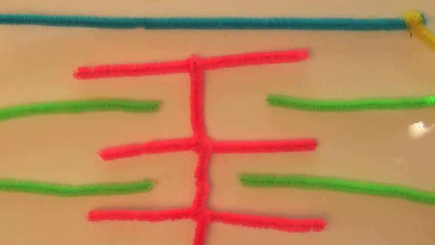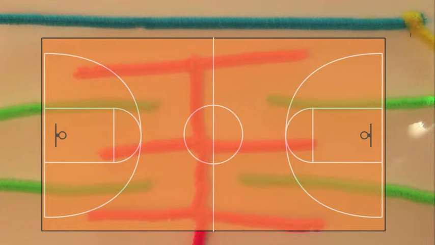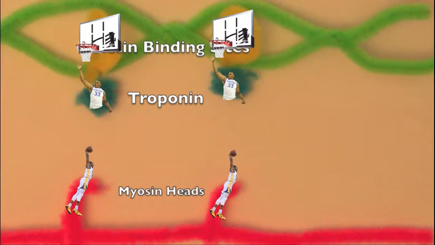To help understand this, let's pretend the sarcomere is a basketball court, with the myosin head on offense, the troponin on defense, and the actin binding site as the hoop.